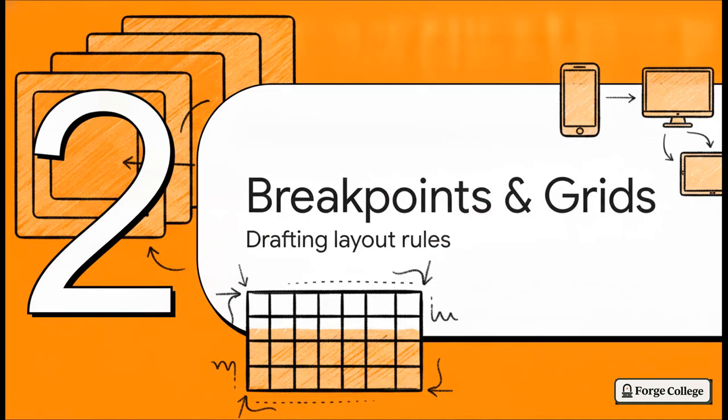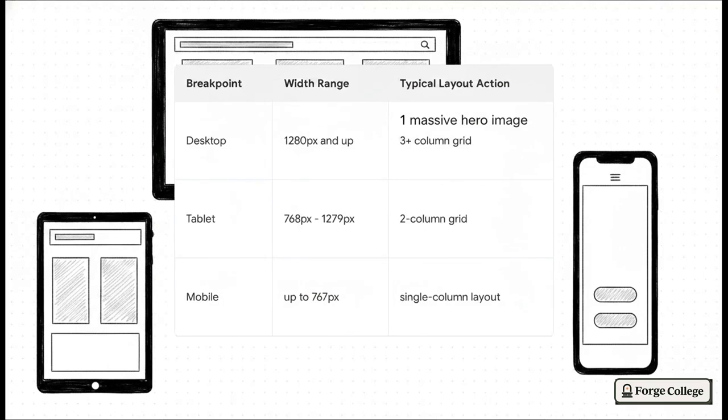Moving right along to number 2, breakpoints and fluid grids. Now, what's really interesting about this is how we draft our containment fields so our grid doesn't just randomly squish together when it hits specific screen widths. You always want to keep a minimum of 3 predictable tiers. On desktop, which we consider 1280 pixels and up, you've got room to breathe, right? You can run a 3+ column grid, full navigation menus, and massive hero imagery.